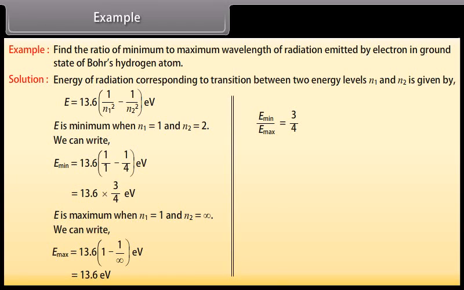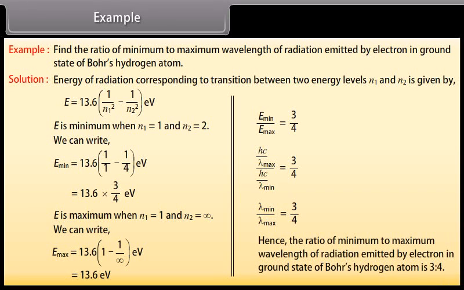Now taking ratio of E minimum and E maximum, we get E minimum upon E maximum as 3 upon 4, or lambda minimum upon lambda maximum equals 3 upon 4. Hence, the ratio of minimum to maximum wavelength of radiation emitted by electron in ground state of Bohr's hydrogen atom is 3:4.